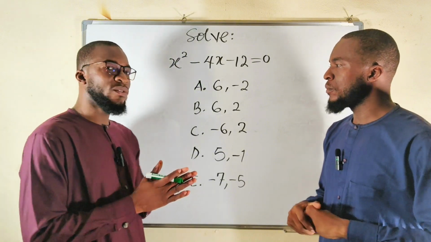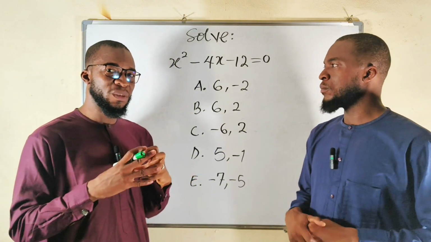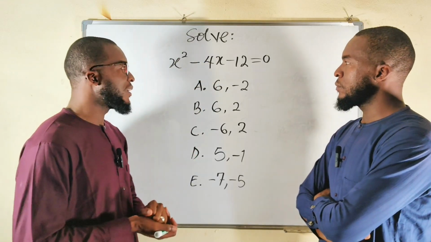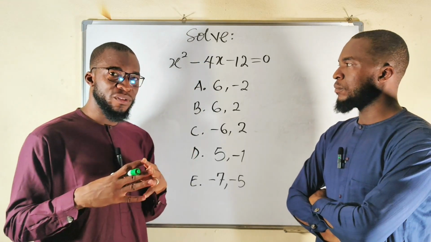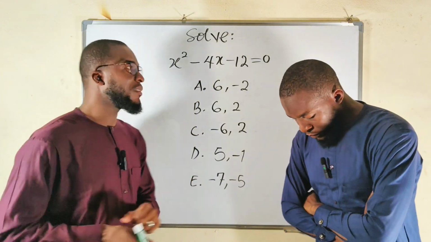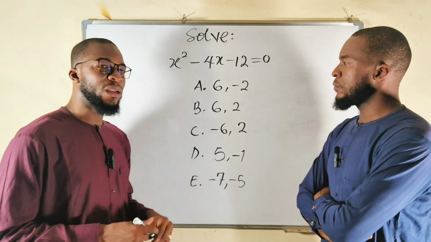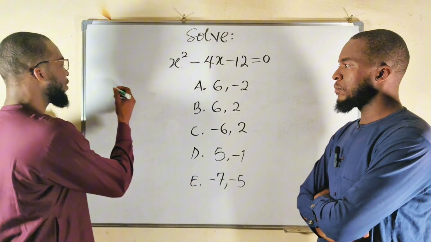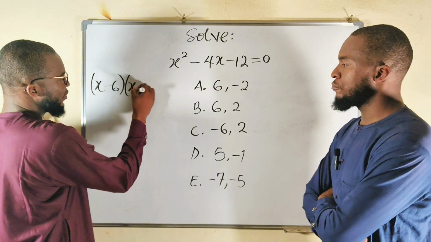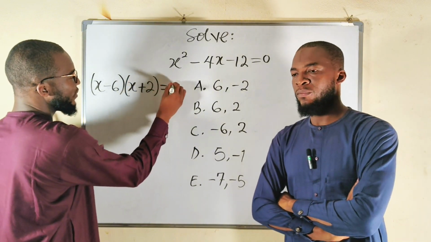First thing you need to do here is to think of two numbers, which when you multiply them together, you get the constant term, which is negative 12. And the moment you add the two numbers together, you shall obtain negative 4, which is the coefficient of x. And the numbers are negative 6 and positive 2. So you form two factors like this: x minus 6, x plus 2 equal to 0.